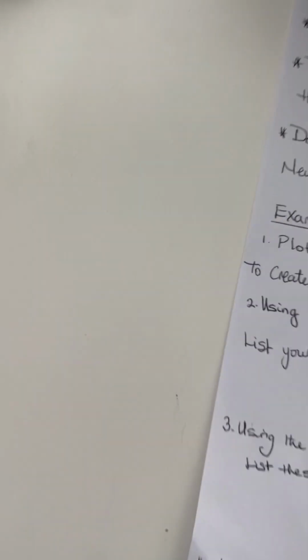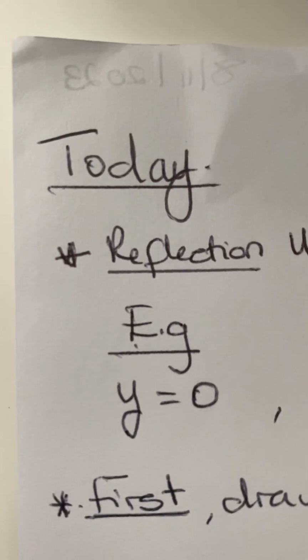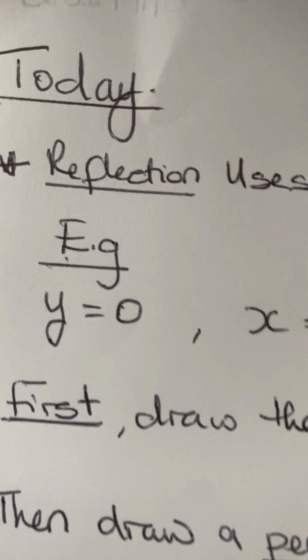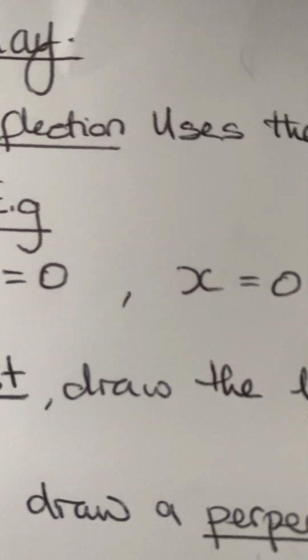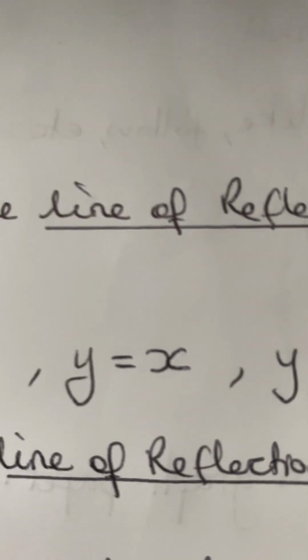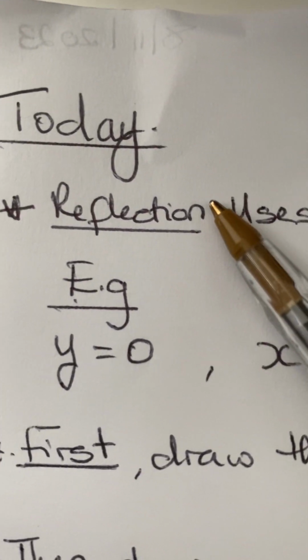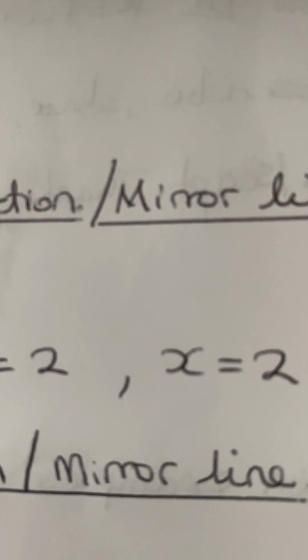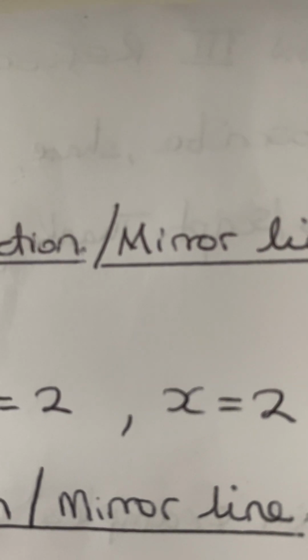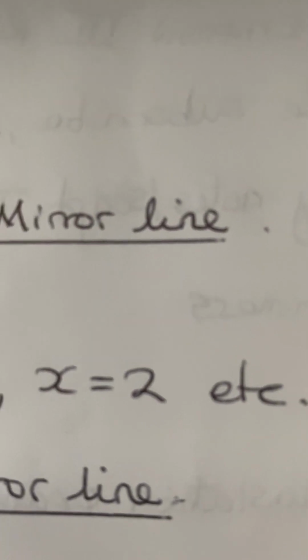Now, as I said to you, we are going to look at reflection today. Transformation, translation, as we did yesterday, uses a vector to translate. Now, in reflection, we use a line of reflection or a mirror line. Like if you stand in front of the mirror, your image reflects in the mirror, so you can see yourself in that mirror.